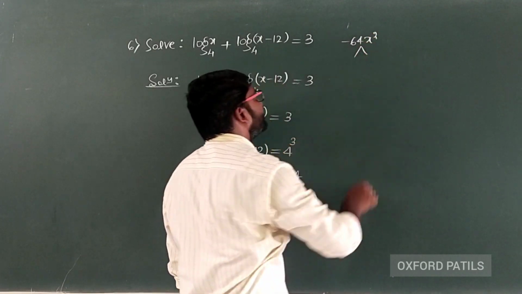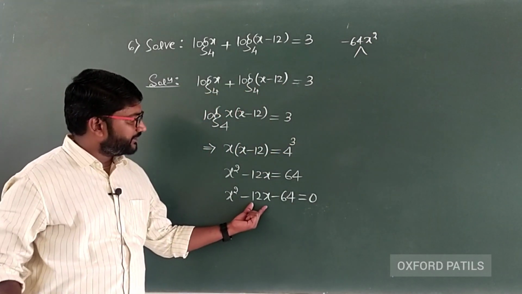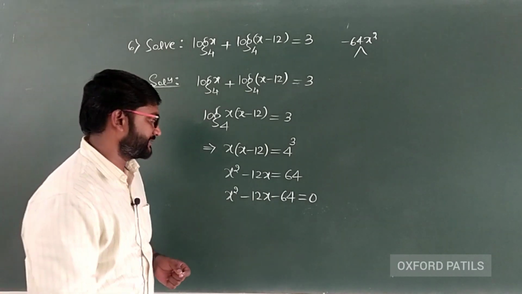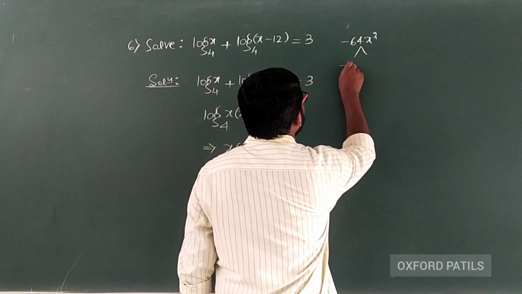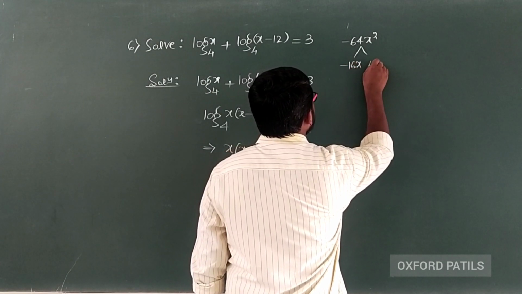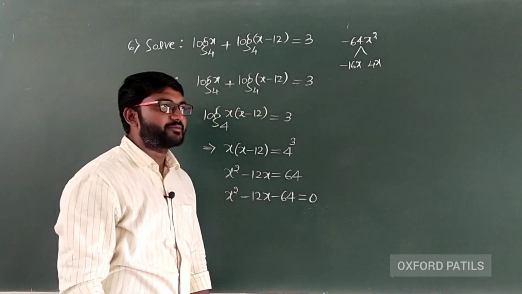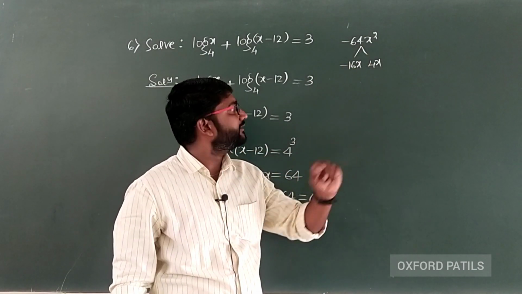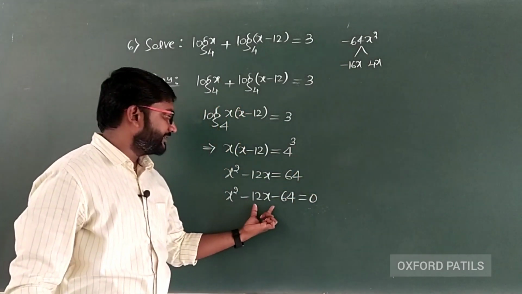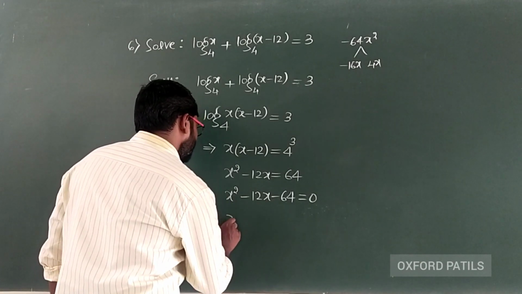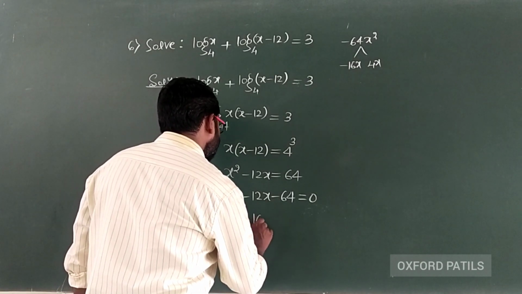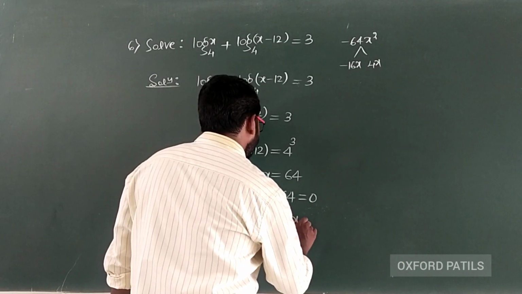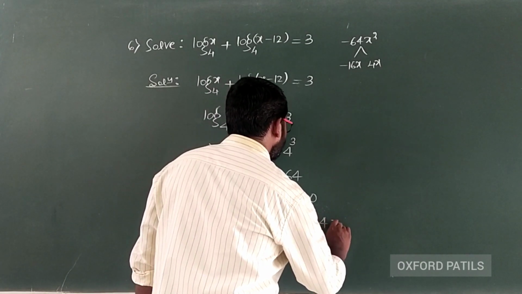Now how do we take the factors? After adding, we should get the middle term as minus 12x. So I will be taking minus 16x and plus 4x. Multiply these two, we get the product as minus 64x square. Add these two, we get the middle term. So x square minus 16x and then plus 4x minus 64, which is equal to 0.